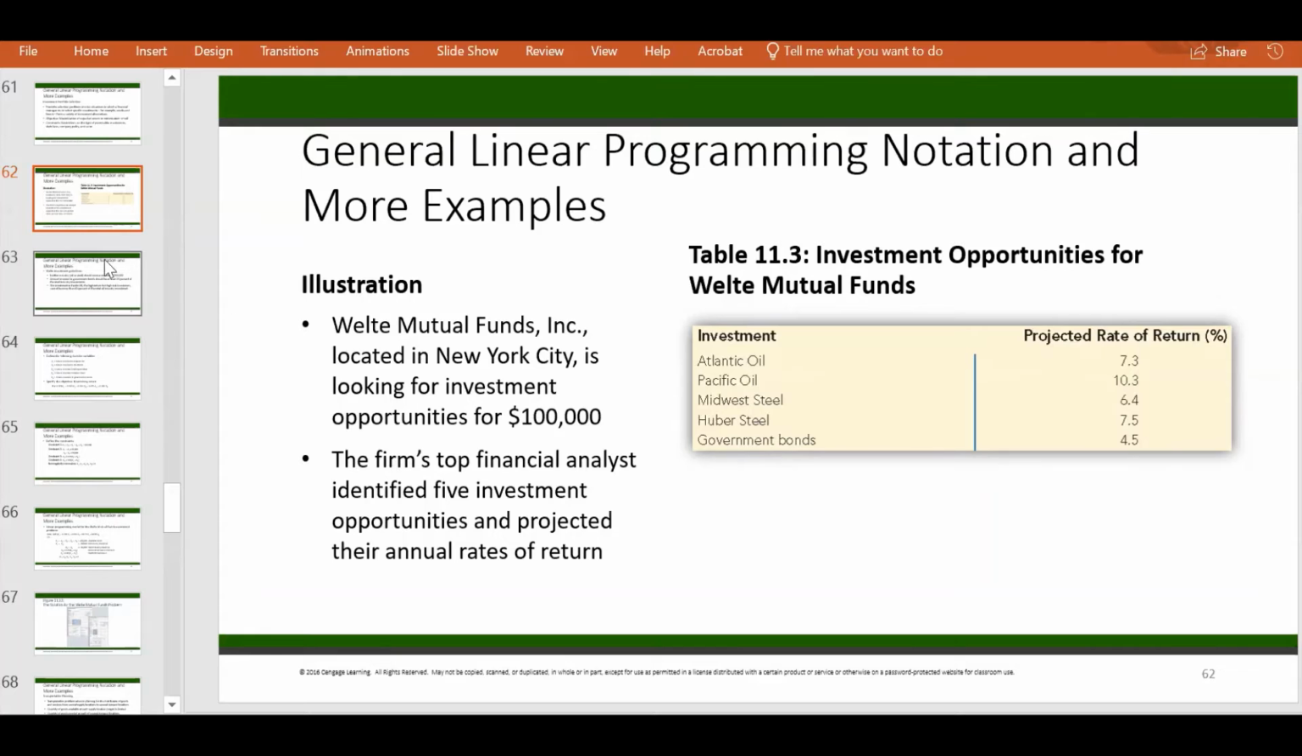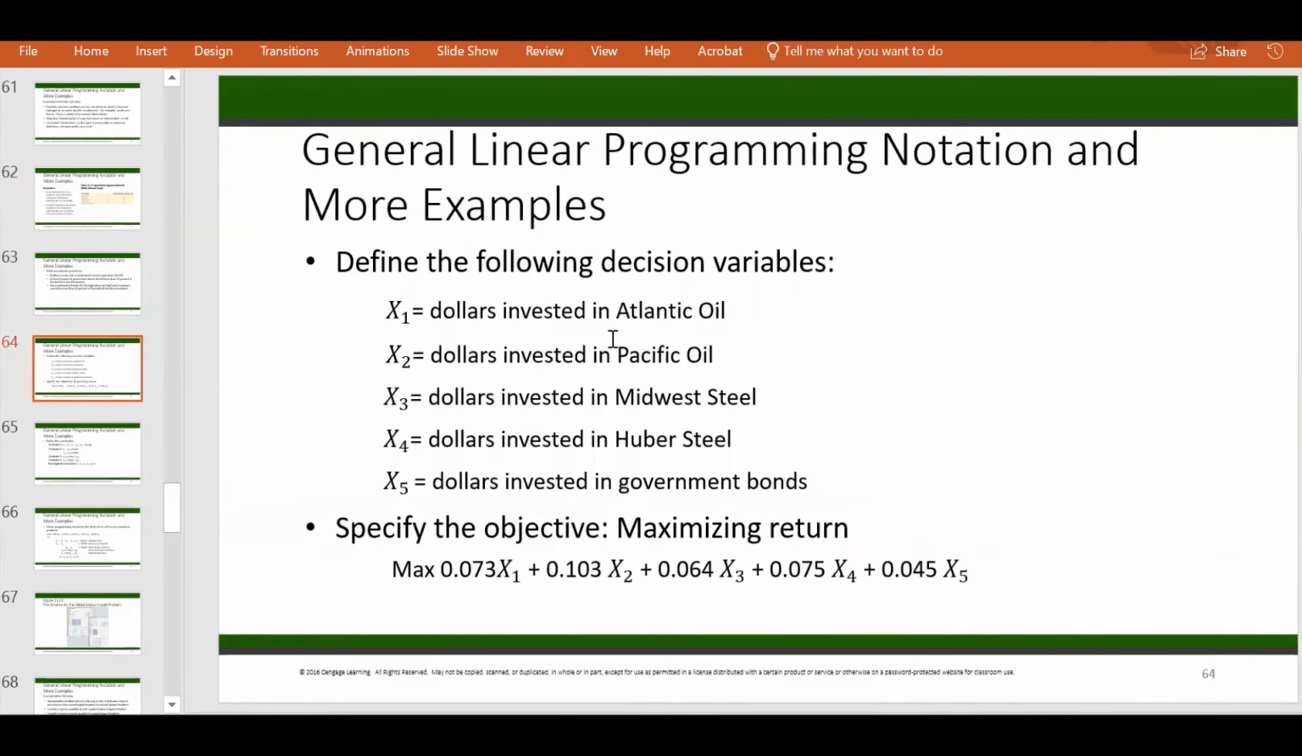So we can call them, you can go with the abbreviation, or you can just go with X1, X2, X3, X4, and X5. Just add an index, and each index corresponds to one of these investment options, right? So that's for decision variables. Next, objective function. What is it that we want to optimize?